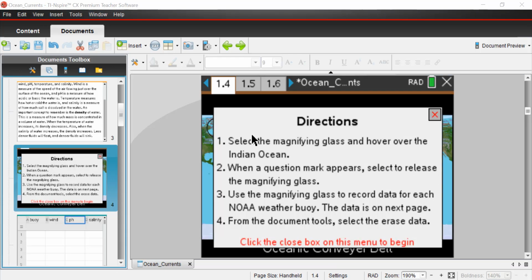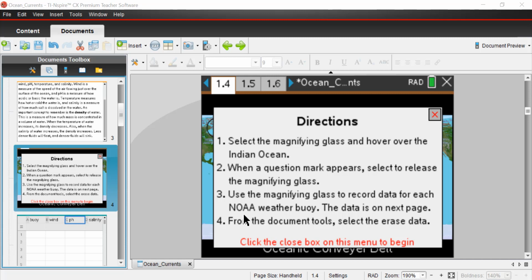Page 1.4 is the next page, and this is where the majority of the action is going to be happening. We're going to look at a virtual representation of all of the world's oceans. We're going to focus in on the Indian Ocean, and there's a little magnifying glass in the simulation. We'll use that as a way to narrow in our focus, and then we'll use it again to explore data that's being recorded by these virtual NOAA weather buoys.